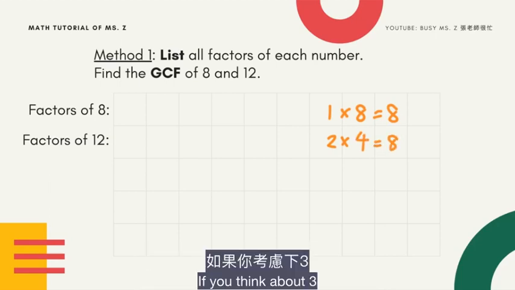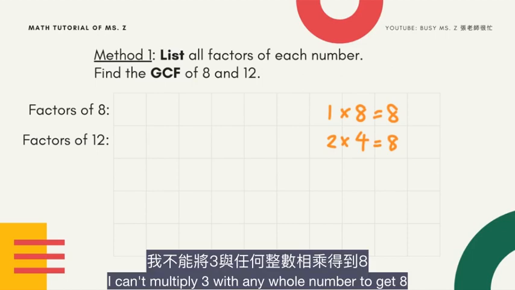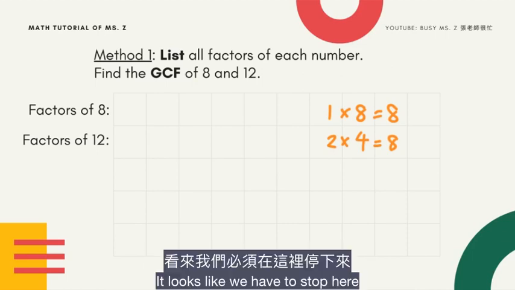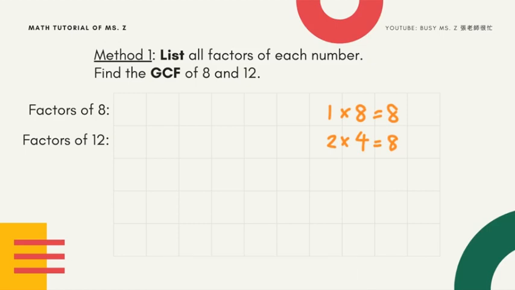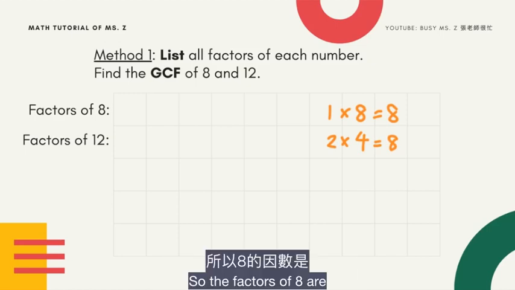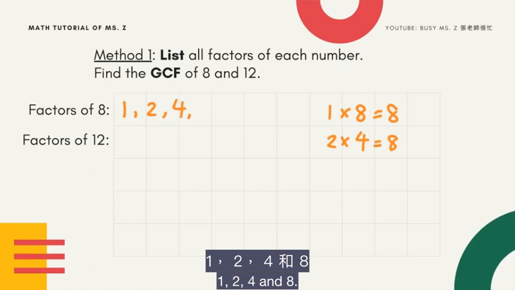And if you think about 3, I can't multiply 3 with any number to get 8. And it looks like we have to stop here. So the factors of 8 are 1, 2, 4, and 8.